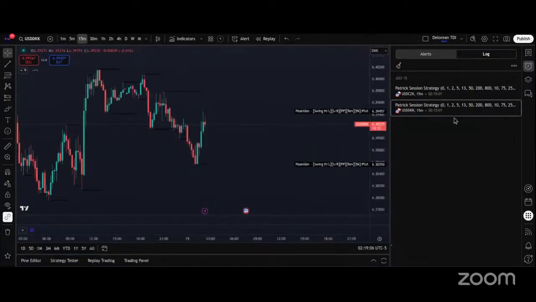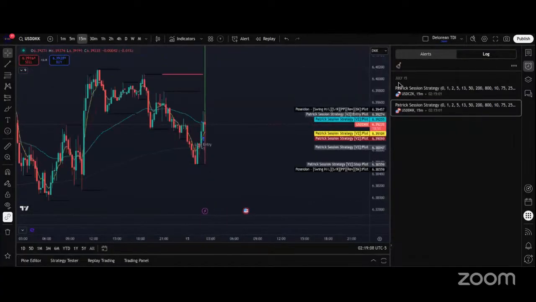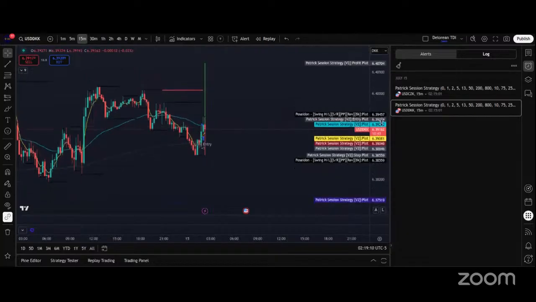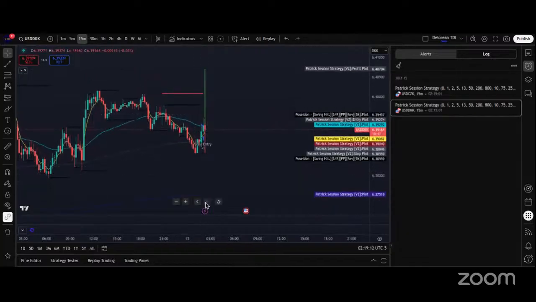We have the United States dollar versus the Danish krona. We have aqua gray blue, which is an uptrend, but price is below the 50 EMA and above the 200 EMA. We will not be taking this particular trade.